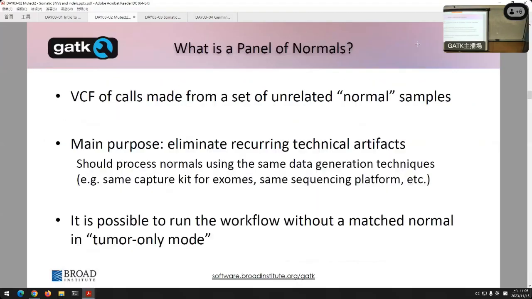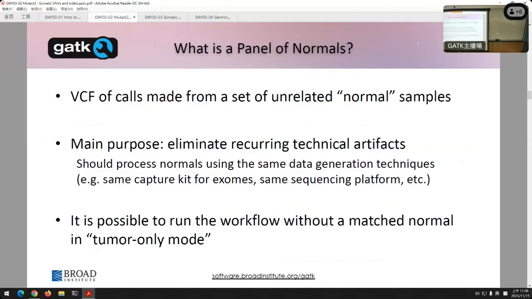So again, that panel of normals we mentioned a bunch of times. By normals, we mean they're not cancer cells. We're looking at basic germline. We're assuming the people we're including in the panel of normals, we're not finding tumors in them. They're just normal germline cells, okay? In a perfect world, we run them through the same data generation techniques. If you're using Illumina sequencing, run them through that. And if you do exome capture, try to use the same exome capture kit to eliminate variables.